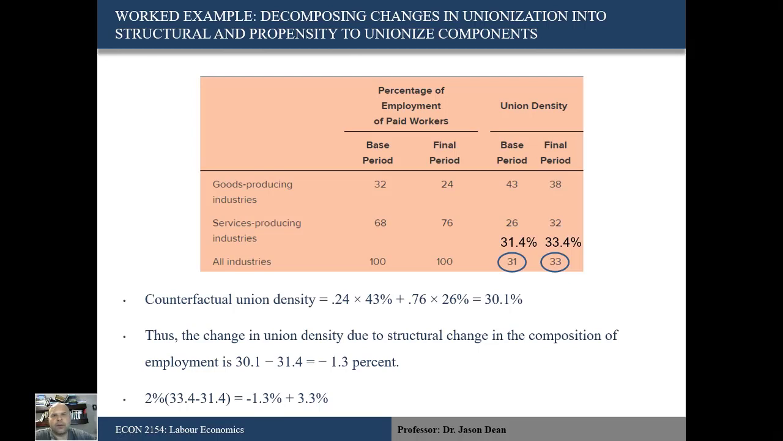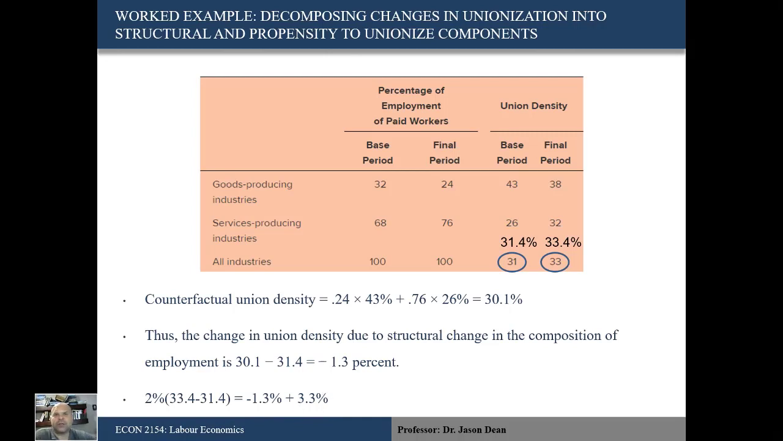And the other component is due to changes in union density in each sector. So because the two components must equal 2%, then this second component must be 3.3%. So we've decomposed the 2% into the first component, which is negative 1.3%. So in terms of this increase, we actually had part of it that would be pulling it down, and so the other part must have pulled it up more than 2%, must have pulled it up by 3.3%.